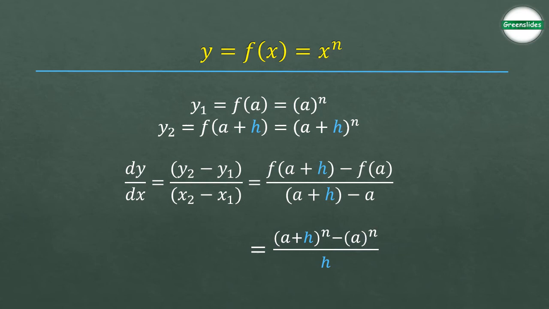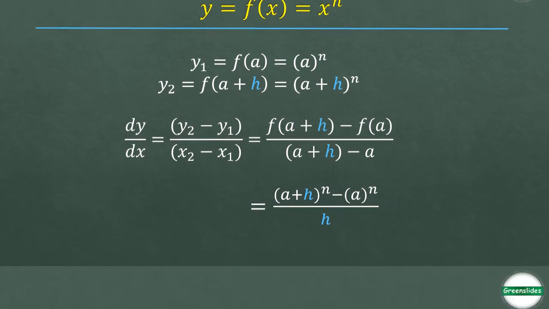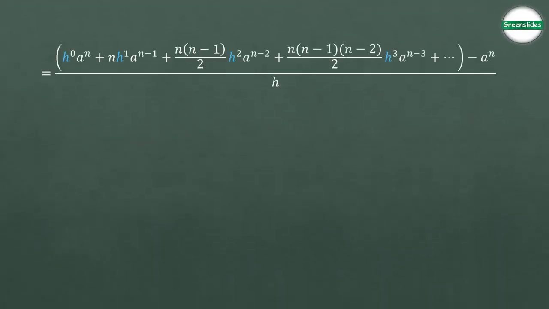Now there is a tricky part here. There is a difficult part. We have to expand (a plus h) to the power n. And if you don't know binomial theorem, you cannot expand it. So I have made a video on binomial theorem also. There is a link in the description. You can watch it. And if you know binomial theorem, then let's expand it. Here is the expansion of ((a plus h) to the power n minus a to the power n) by h. It might look big, but it's simple if you know binomial theorem, right?